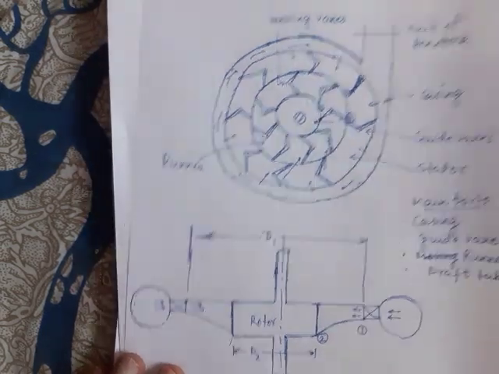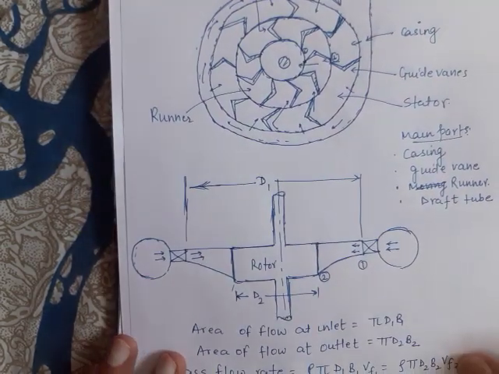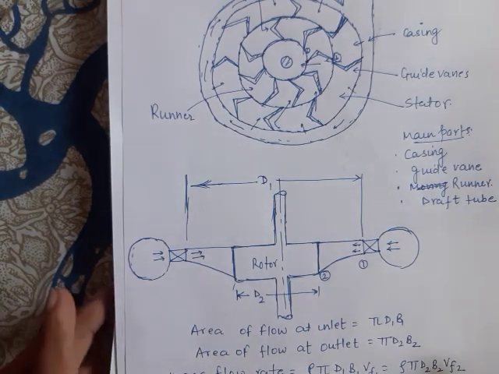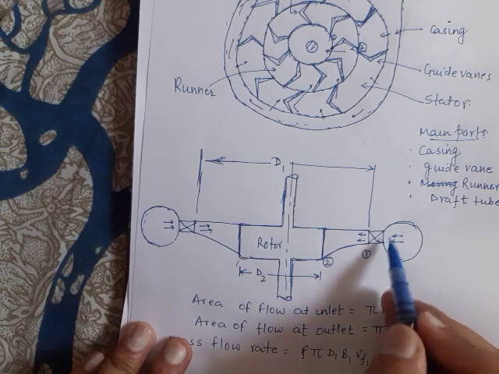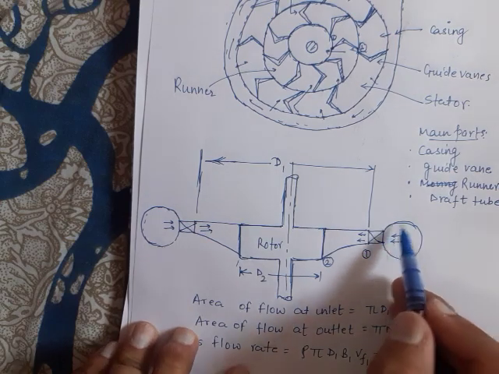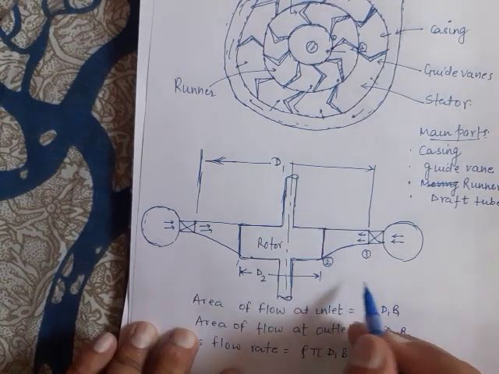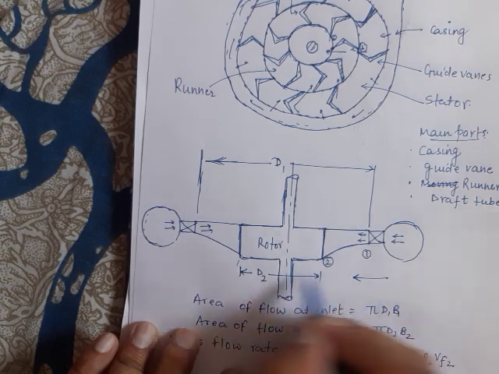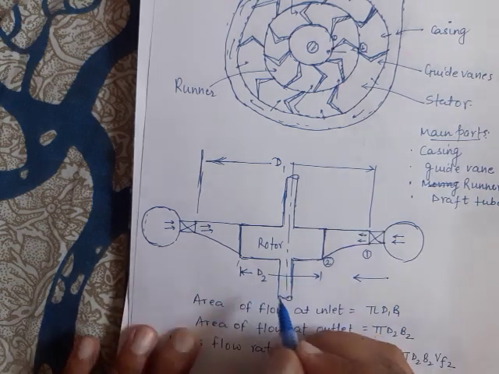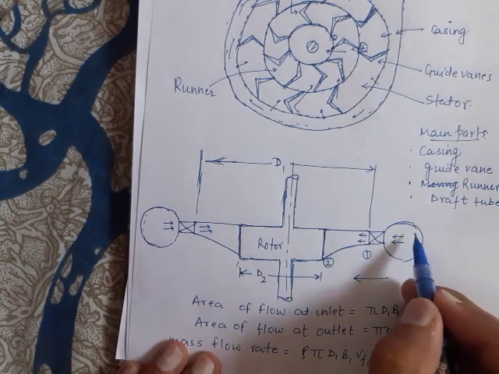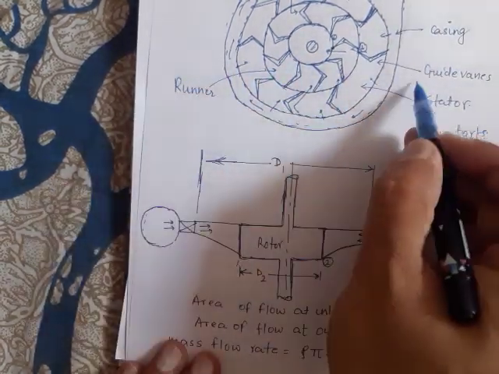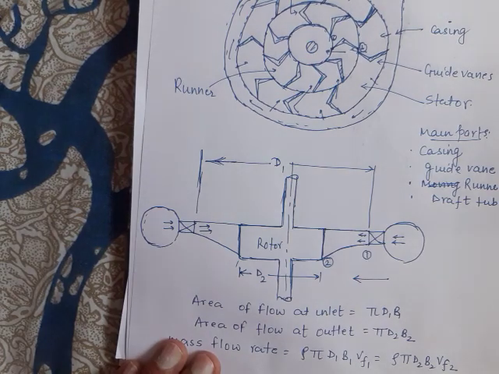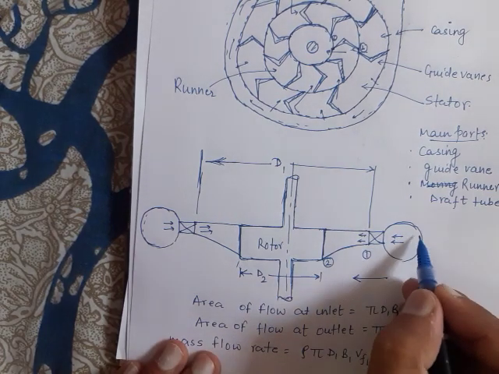So let us see a cut section of the turbine. Let's observe the cut section of the turbine. This is the casing. I am talking about the inward flow turbine. Again, the flow is radial inward. I have cut it down like this, and now I am showing a cut section of this. So this is the casing.